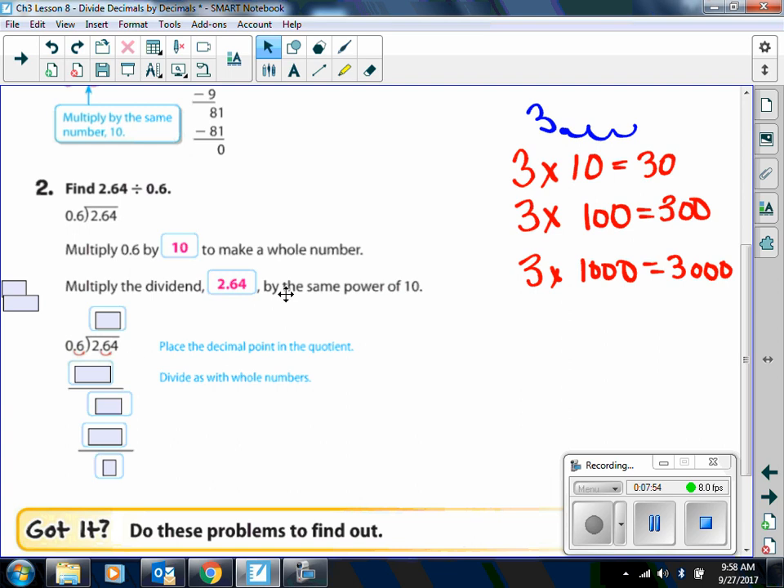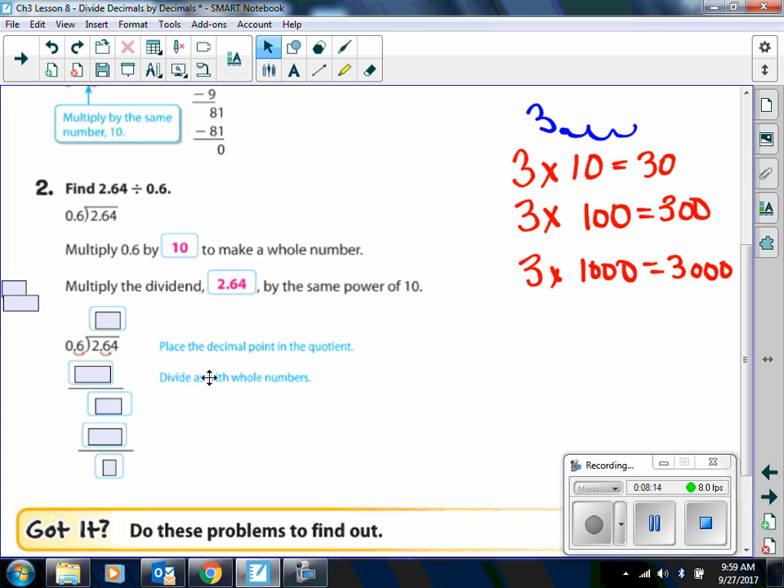Right, which is, we're multiplying, the dividend will become 26.4. So we're multiplying by the same power of 10. Sorry, I got a little confused. Okay? So we're going to move that 2.64, that decimal is going to move to the right one. Does that make sense? Okay.